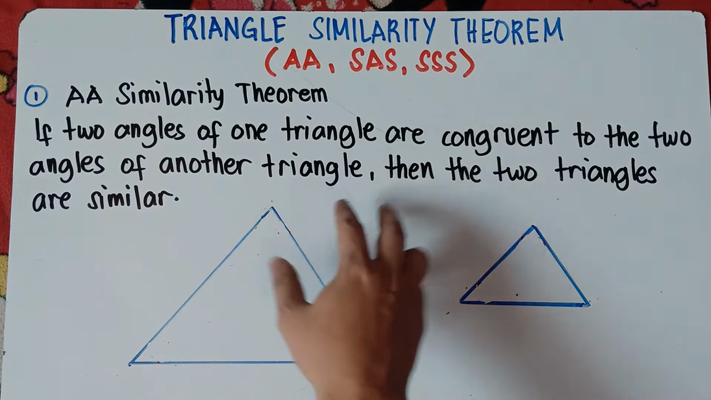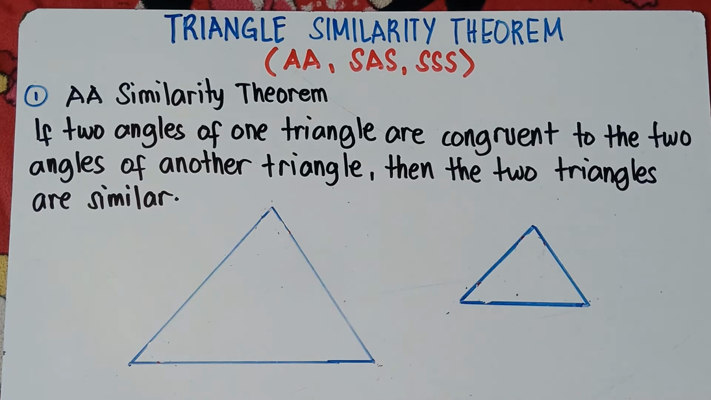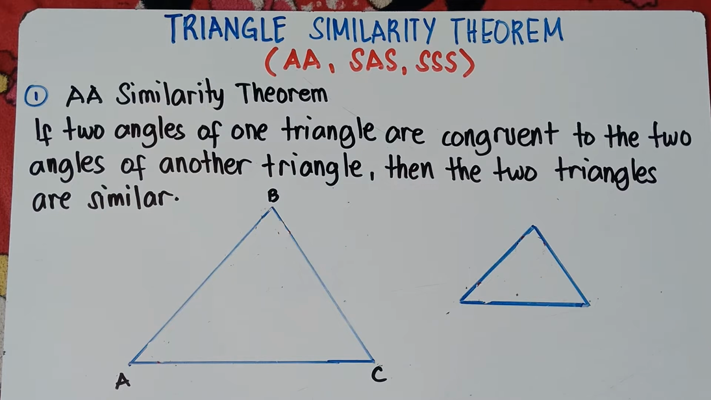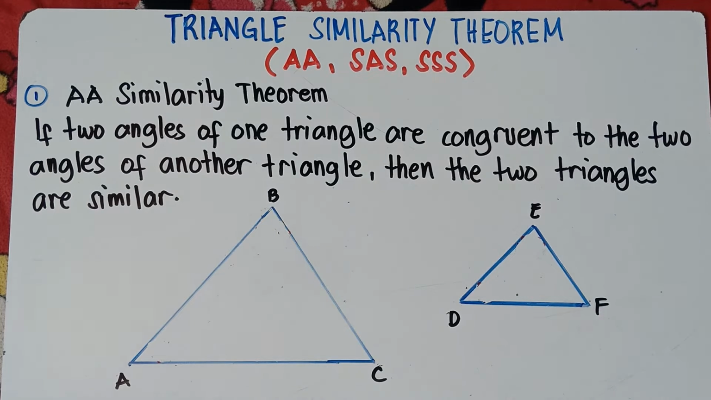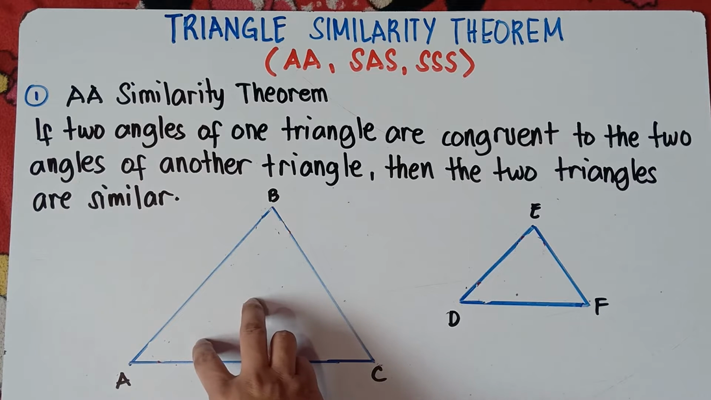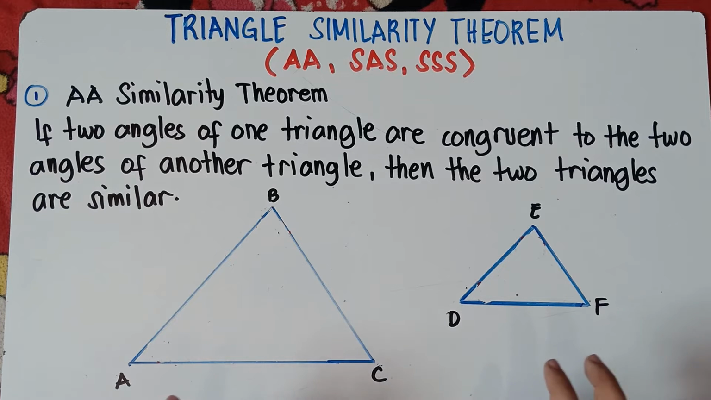If two angles of one triangle are congruent to two angles of another triangle, then the two triangles are similar. So I have here the illustration. I have a big triangle and a small triangle, different sizes but the same shape. Now let's label this. Triangle A, B, C, and the small triangle, triangle D, E, F. According to the theorem, class, if two angles of one triangle are congruent to two angles of another triangle, therefore these two triangles are similar.